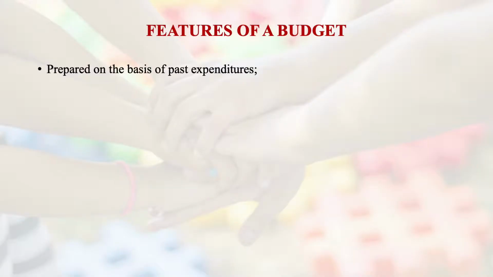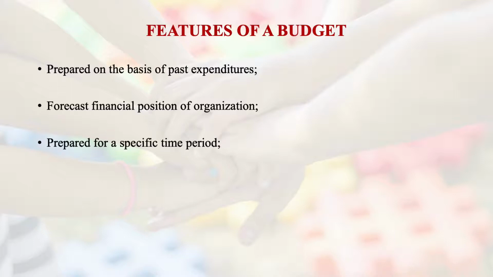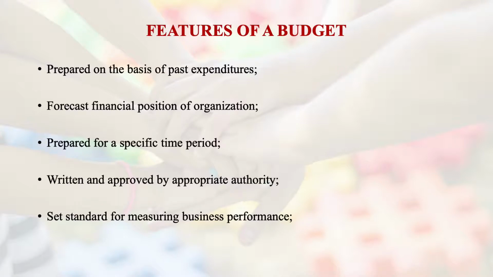These are some of the features of a budget. Budget is prepared on the basis of past expenditures, what has been spent, say in the last year. Keeping that in mind as the blueprint, the future budget is prepared. And forecasting is done related to the financial position of the organization, and it is prepared for a specific time period. It is written and approved by appropriate authority, that is important to understand, and it sets the standards for measuring the performance of the organization.